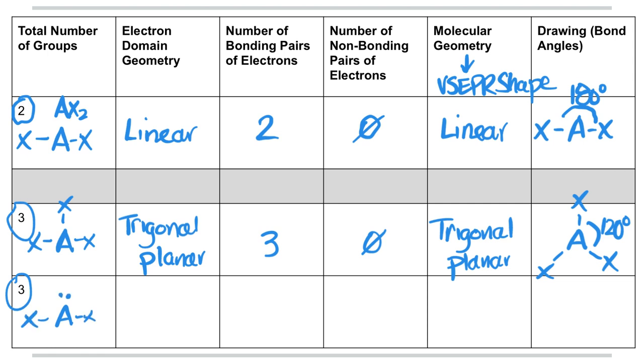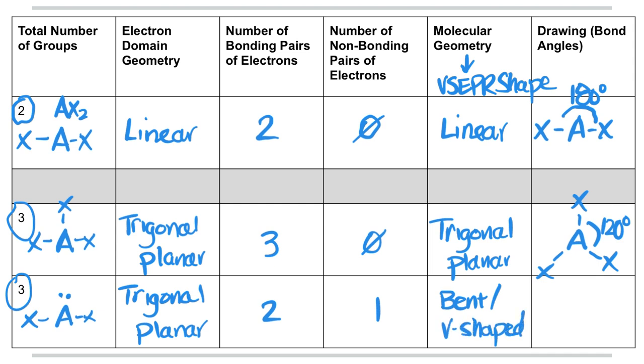The other shape, the 3-1, is another one where we only have two things bonded and one lone pair of electrons on it. So this shape is based on a trigonal planar, but it has two bonding pairs and one non-bonding pair. And so this shape is actually called bent, or it could also be called V-shaped.